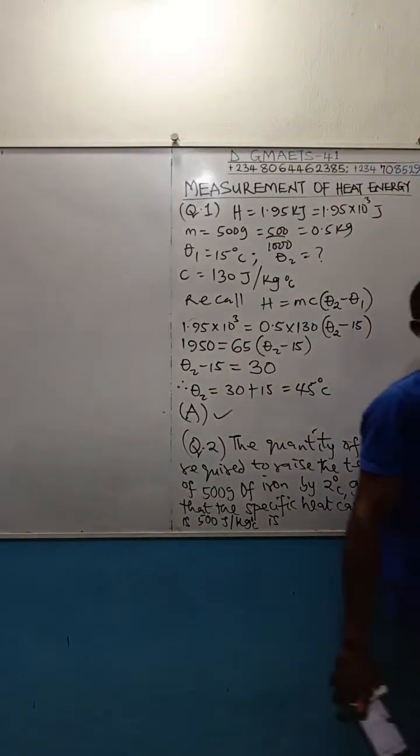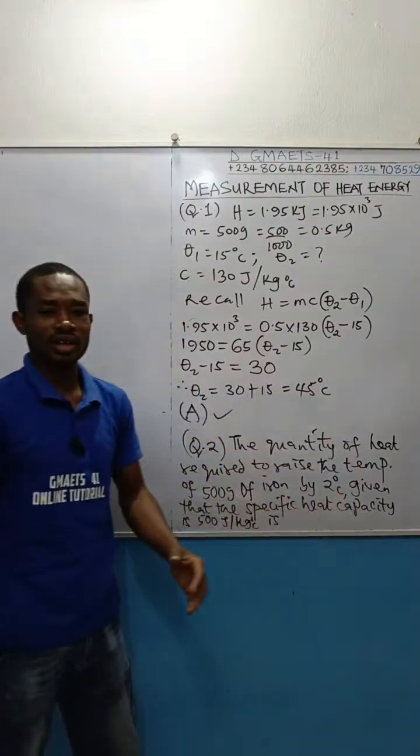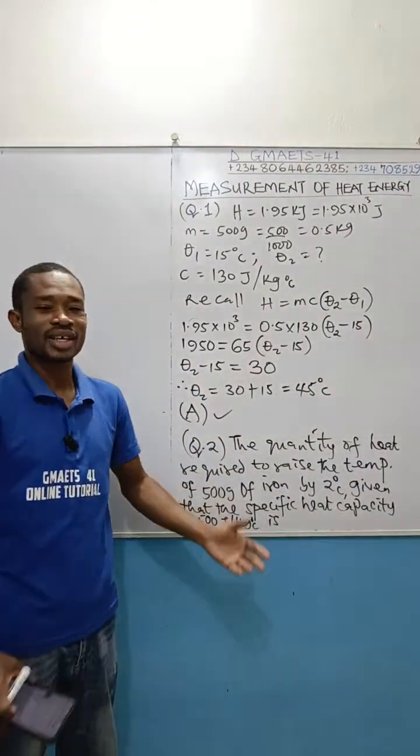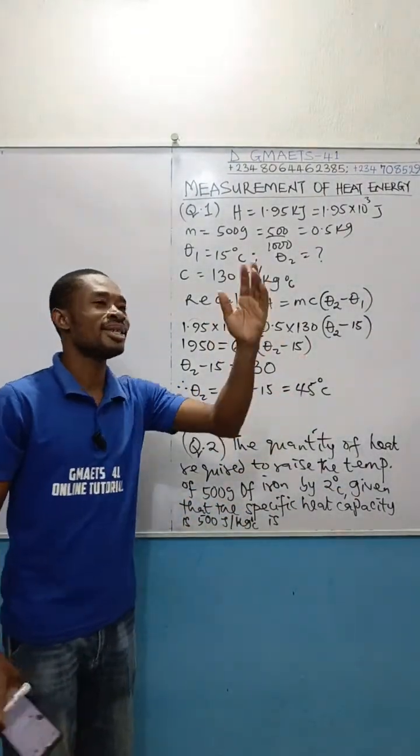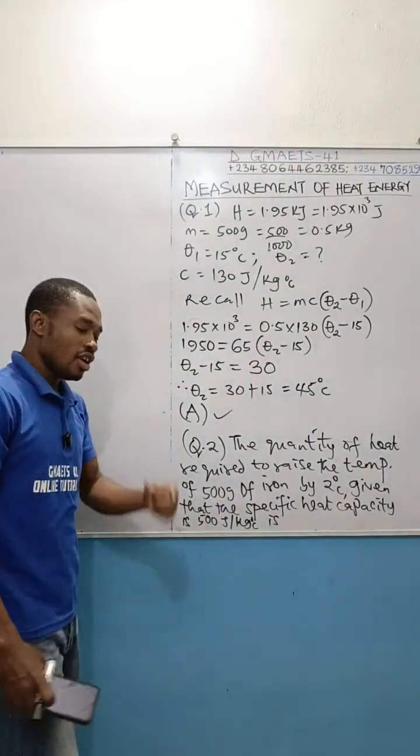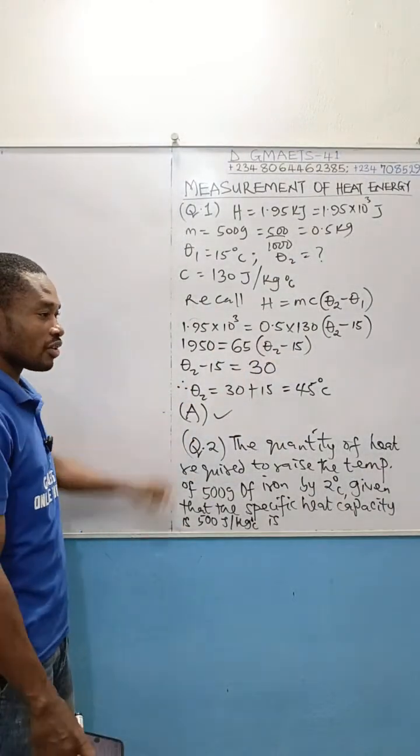You don't need to declare your data. Even in WAEC, in the objective part, you don't need to show your workings. You don't need to say, okay, H is this, that. It's not necessary. If your brain can interpret that, you can go straight to the formula and then work on that.